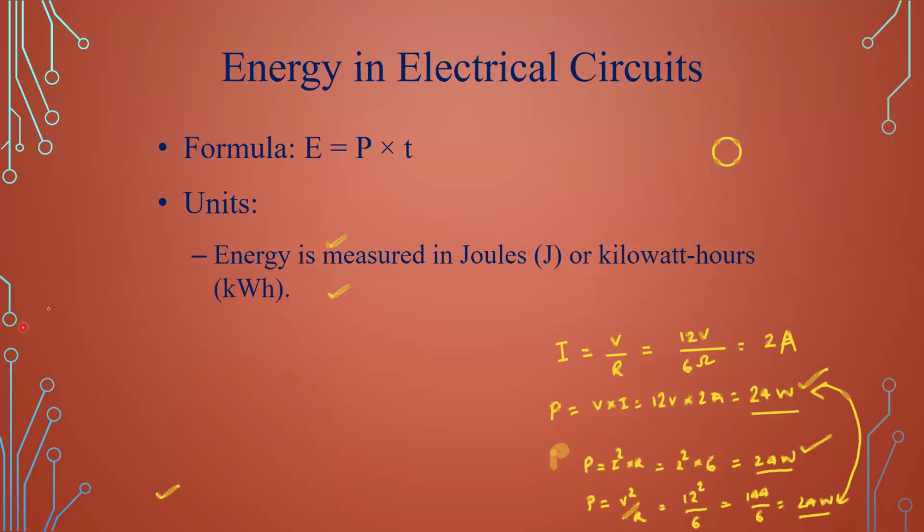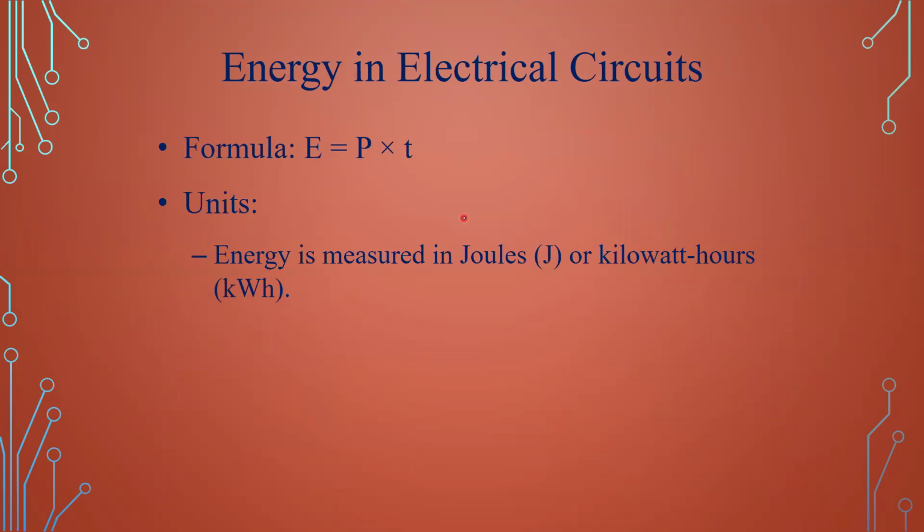Now, let us move back to the second concept, that is energy in electrical circuits. Now, energy and power are related to each other. So, the formula to calculate the energy is very simple again. E equals P times T, where P is the power and T is the time. So, can I write P is equal to energy over T? Okay, so the power is energy over time. So you can see that these two formulas are related to each other.